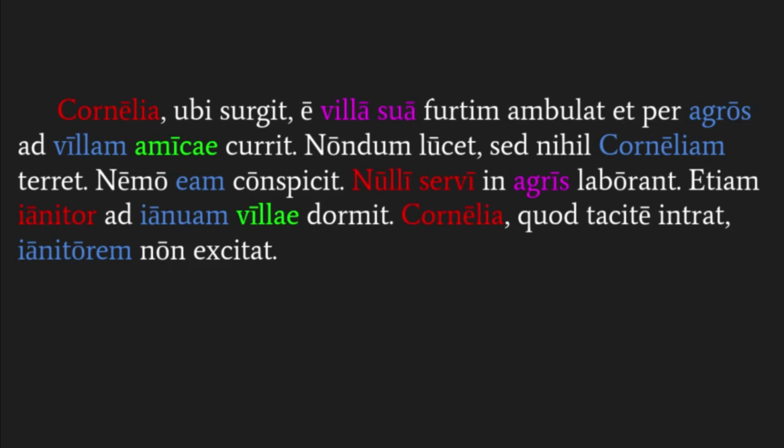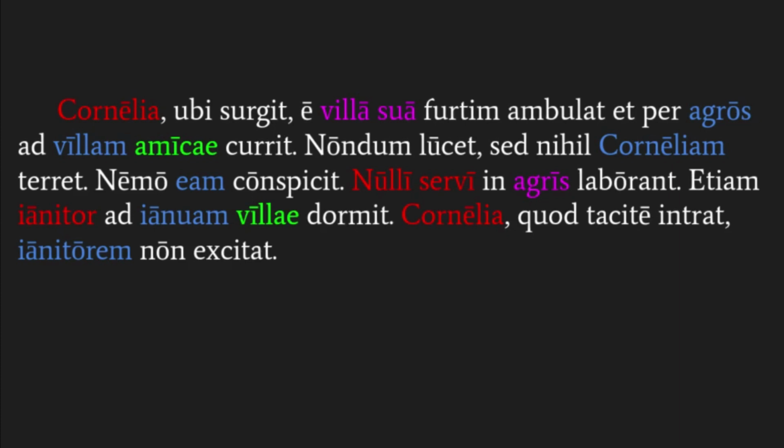In the first paragraph, the story starts with Cornelia ubi surgit, e villa sua furtim ambulat, et per agros ad villam amicae curret. So the subject is Cornelia, right? Cornelia, when she gets up, ubi surgit, so when she physically rises out of bed, right? The next verb is ambulat, she walks, and she's walking furtim, stealthily.